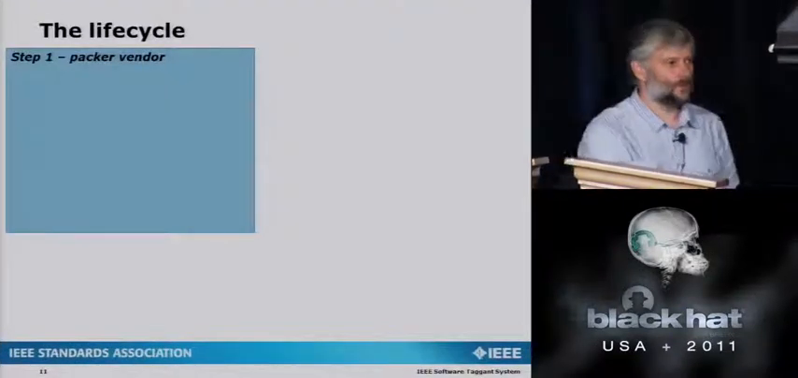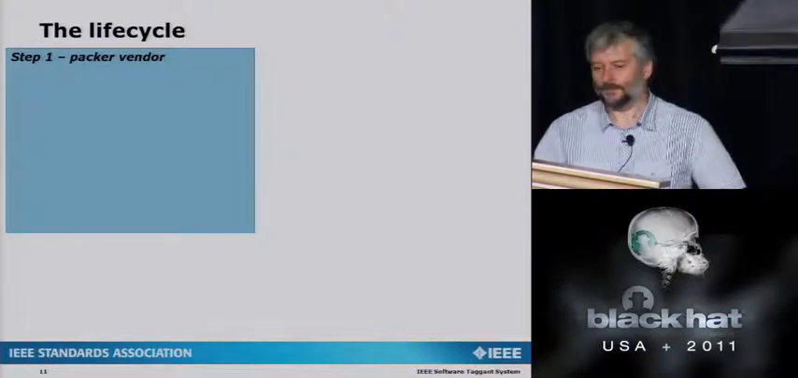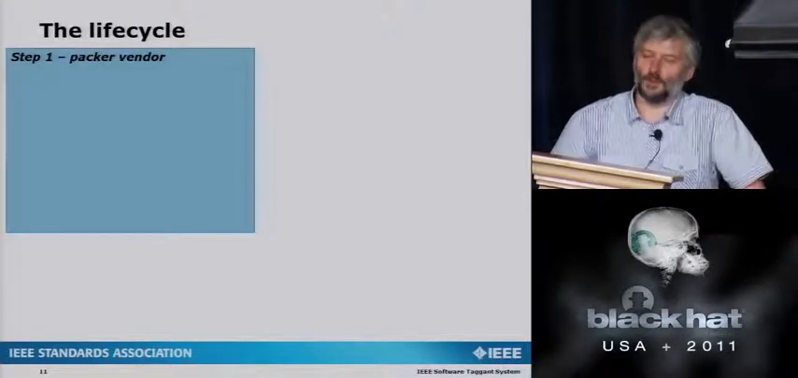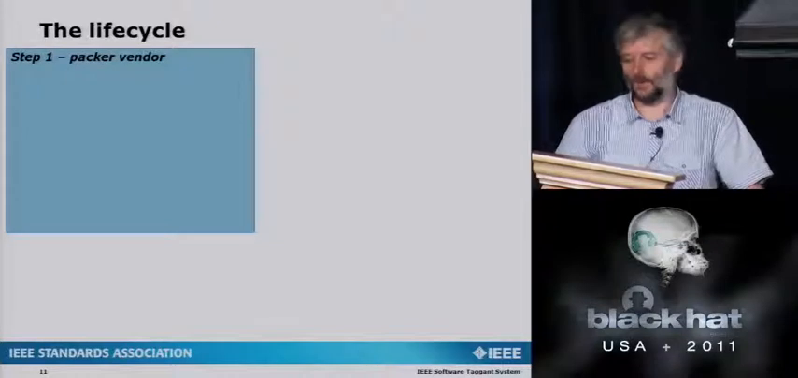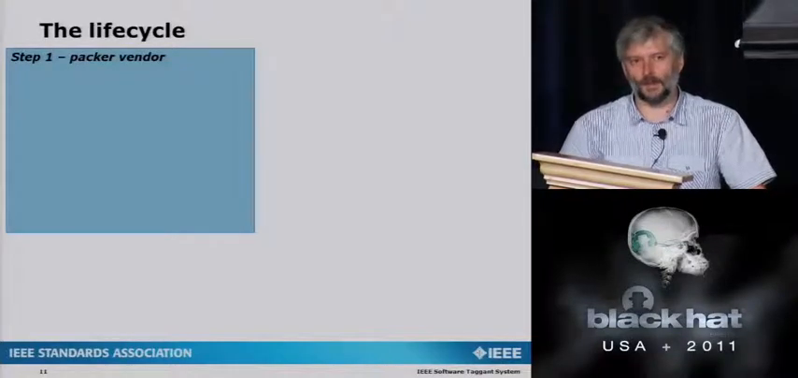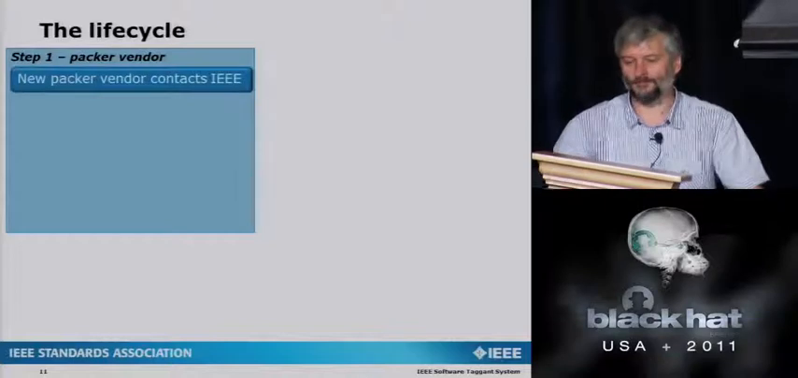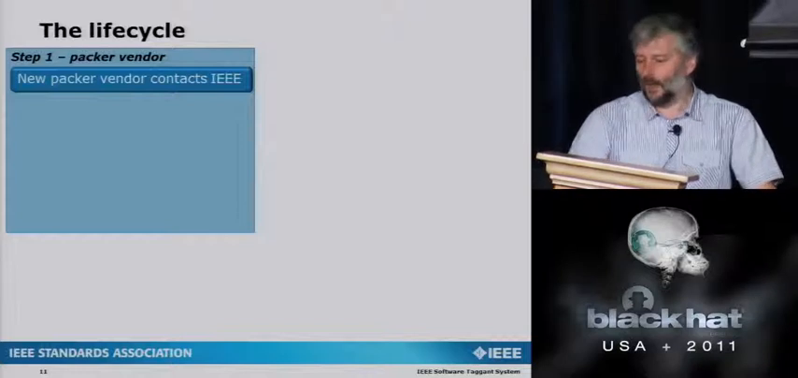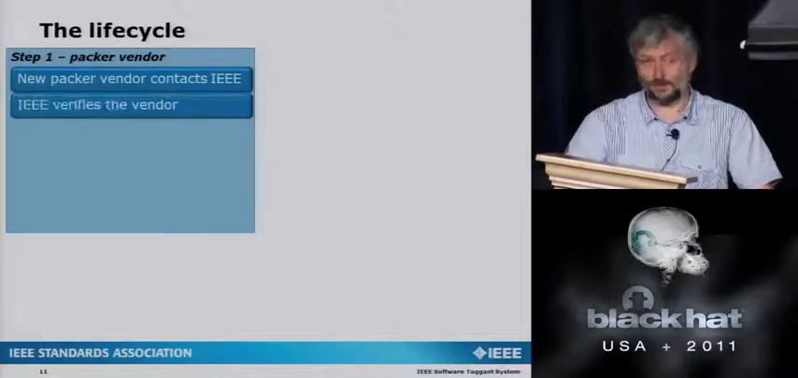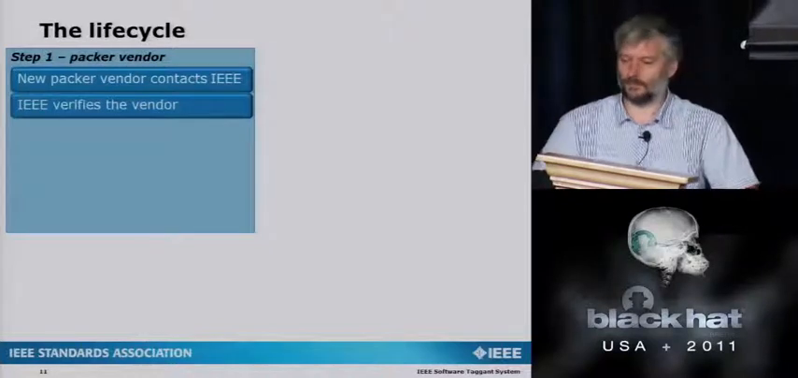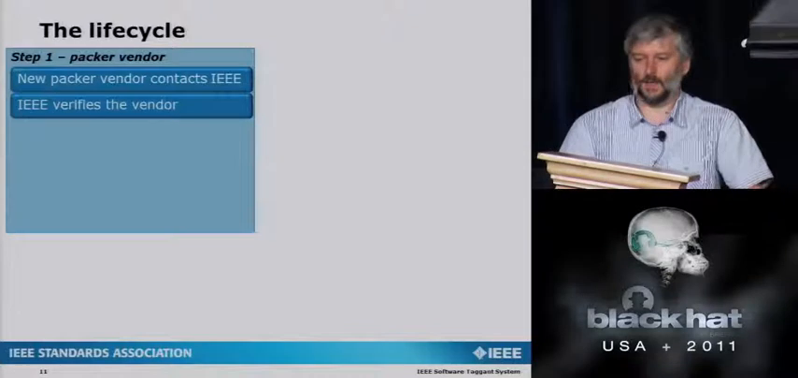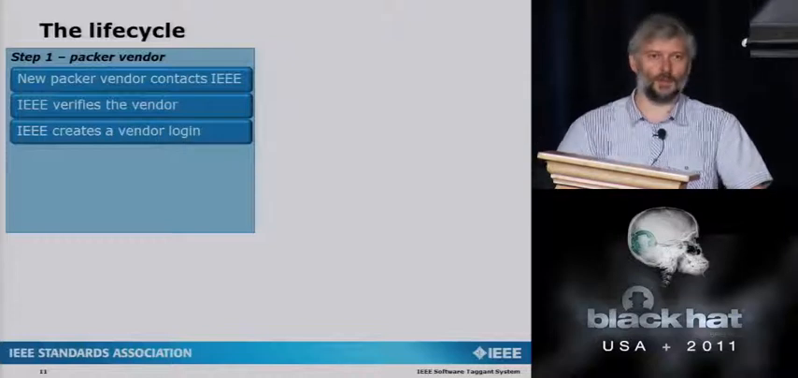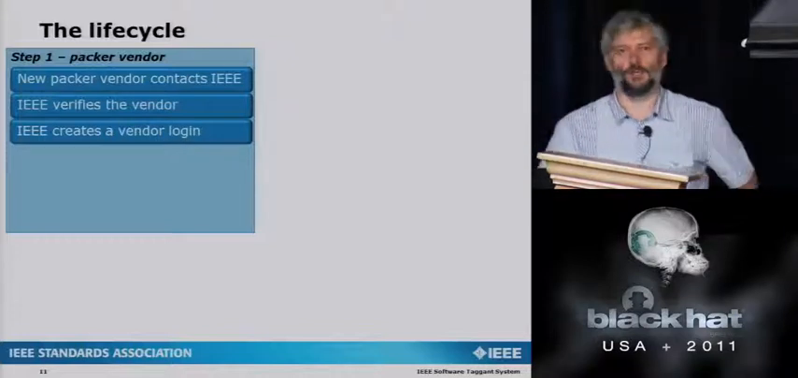Okay, let me run you through the entire life cycle of how the system would work. Let's start with the source of the problem. Well, to put it harshly on the Packer vendors, because we are trying to solve the problem of packed malware. So the first step for a Packer vendor is to approach IEEE and ask for a license for a vendor. Then, after appropriate checks are made, and we establish that it's not a malware development outfit, we issue a vendor login, a URL for that specific vendor to always come to and manage his users.